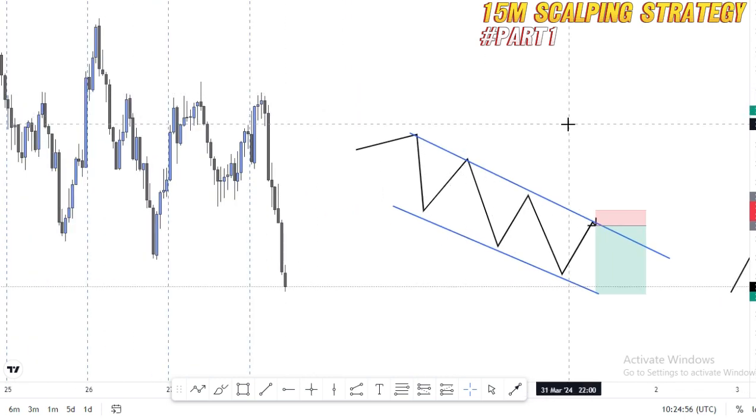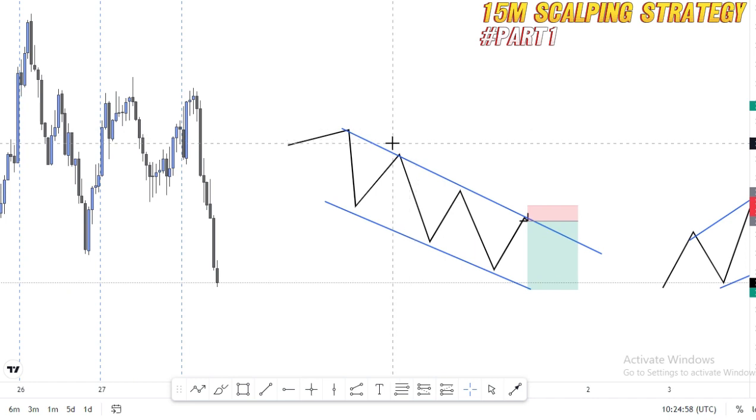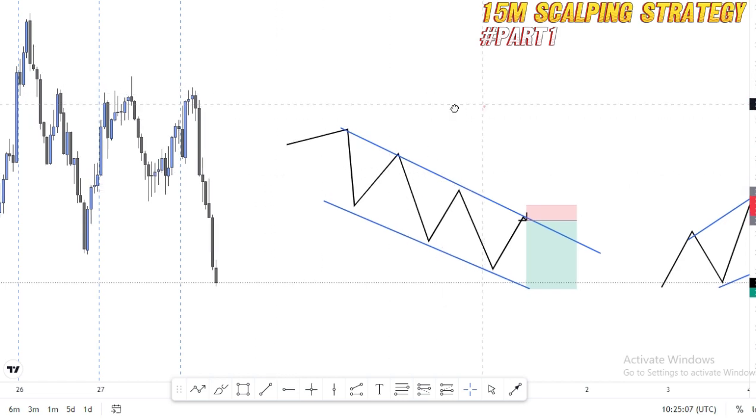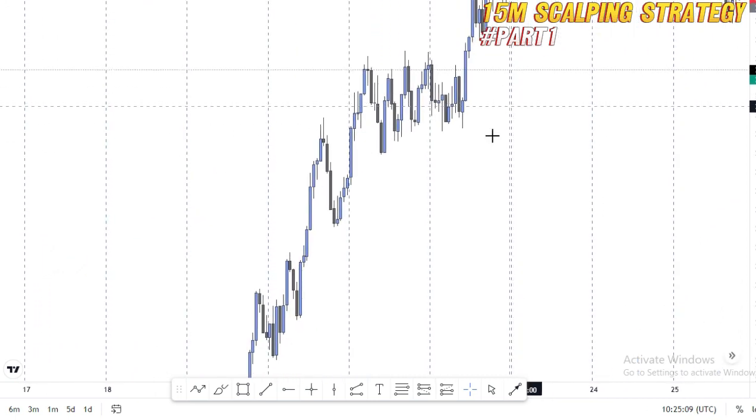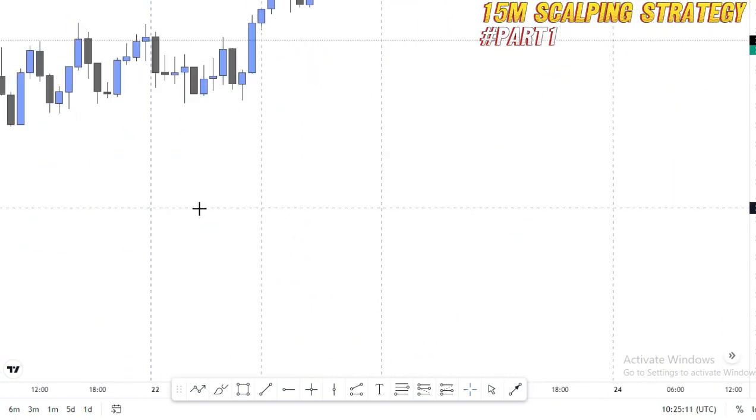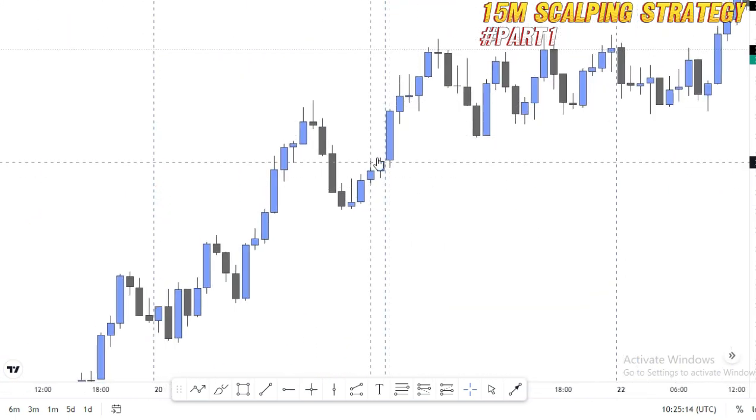So if you don't know what fair value gap is, a fair value gap is simply 3 consecutive candles where the first and the last candle fail to overlap each other. So let me just show you a clear example. So look at these particular candles. We have 1, 2, 3 candles, 3 bullish candles right here.